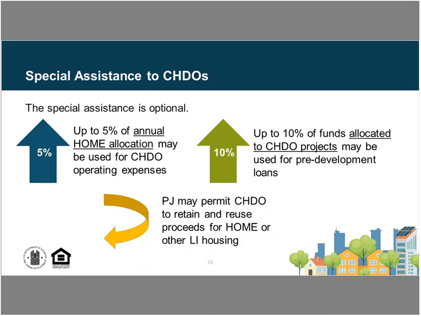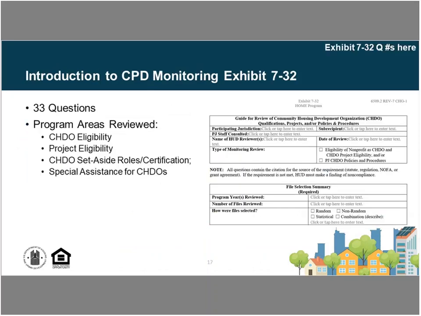The third thing that Les will talk about then is the ability for the PJ to allow a CHDO to retain net sales proceeds from homebuyer projects and reuse them for other home or other low-income housing activities. And that usually is money that has to be returned to the PJ as program income, but the PJ has the option of leaving them with the CHDO. Yes, as I said, we'll spend more time on these with you in a little bit when I finally shut up.